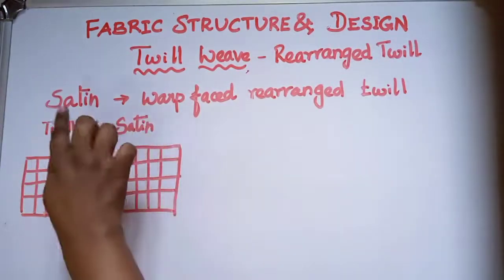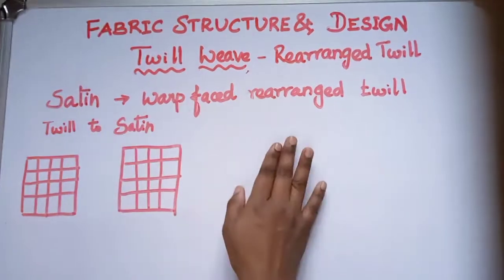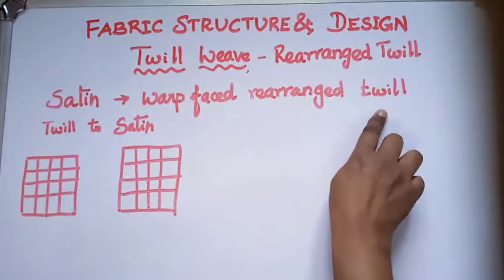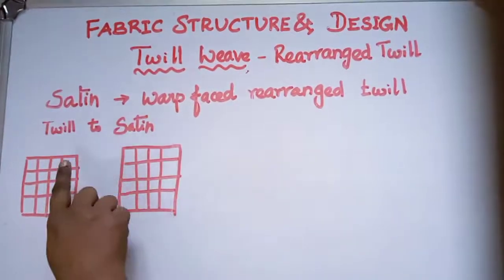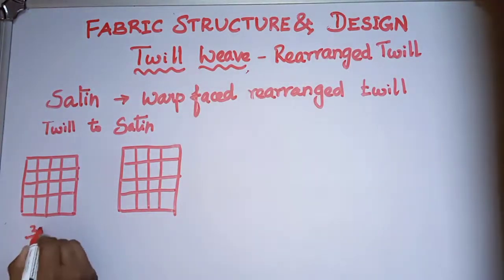In satin weave we are rearranging the warp face twill. So satin means warp face rearranged twill. Now we will see how we are converting the twill weave into satin weave. So I am taking 3 by 1 twill.